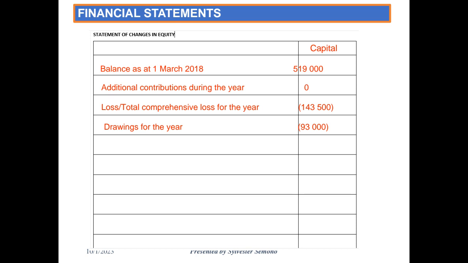Yes, I can see. Okay. And after doing that, the only thing that is left is to make sure that we calculate, and the amount at the end we are going to call the balance as at. We know our period. When did we end? 28th of February 2019. How much? So you just have to use the calculator, 519 minus the other two.